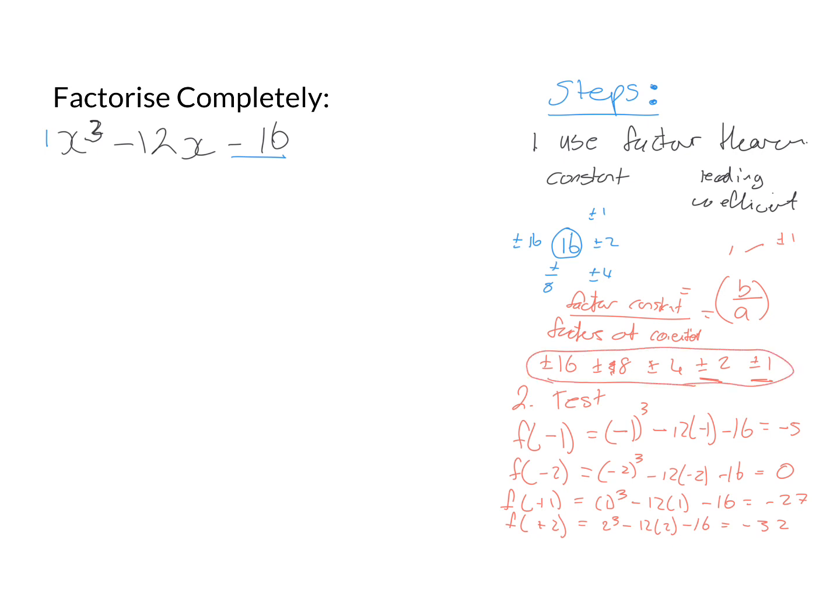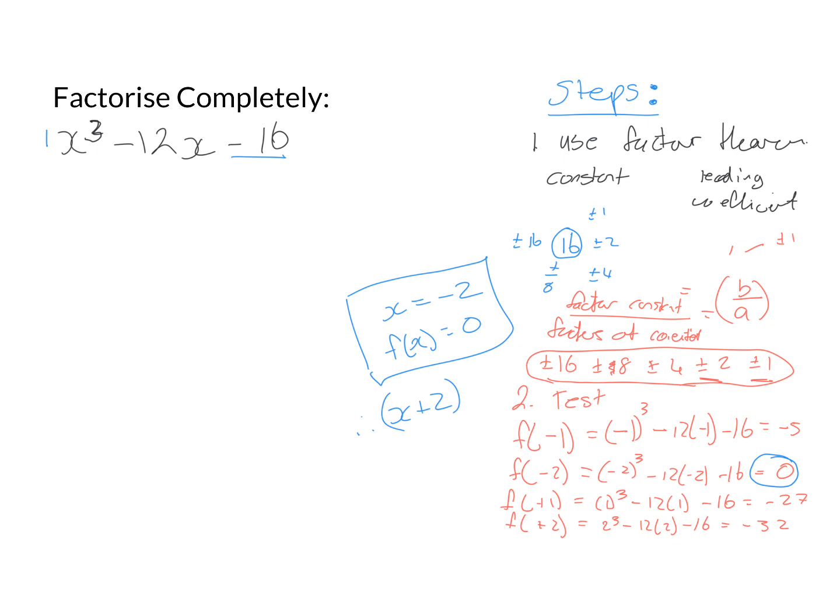What is important is this one. Why? Because that means that when x is equal to negative 2, my function is equal to 0. And that is what tells me x equals negative 2 is a solution. Therefore, x plus 2 is my factor. Make sense?